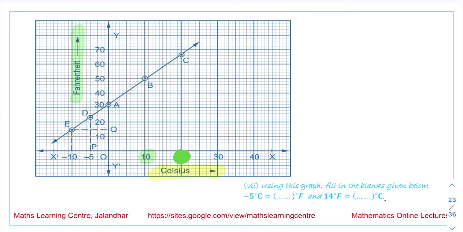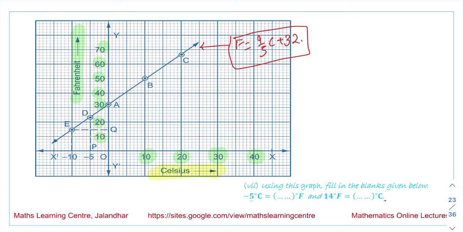These are the values we have considered on the x-axis, these are the values we have considered on the y-axis, and we plot these points. Then we draw the line over here. So this is basically representing the equation that we have, F is equal to 9 by 5C plus 32. This line is representing this equation, F is equal to 9/5 C plus 32.